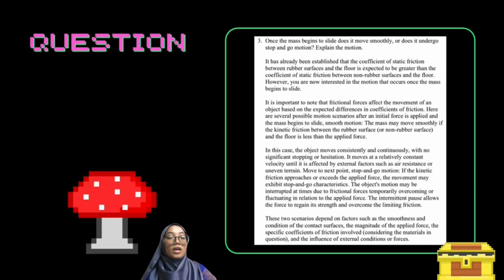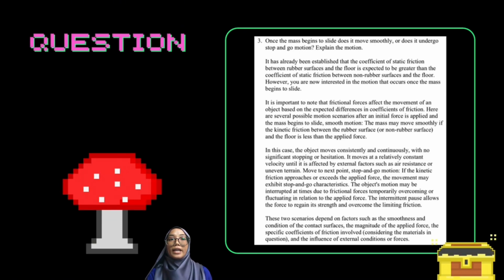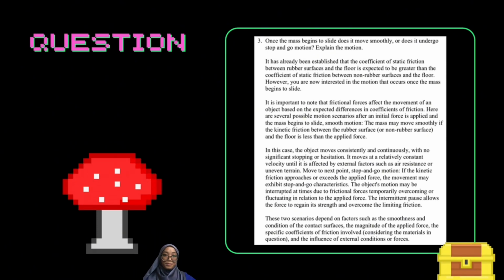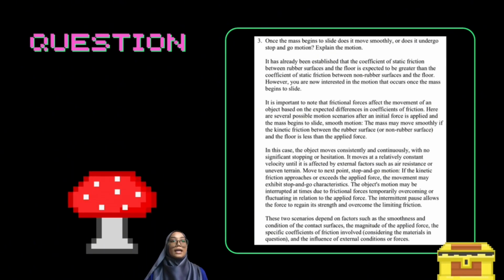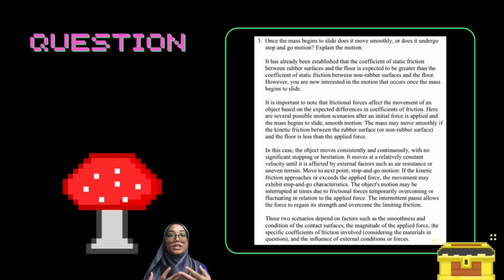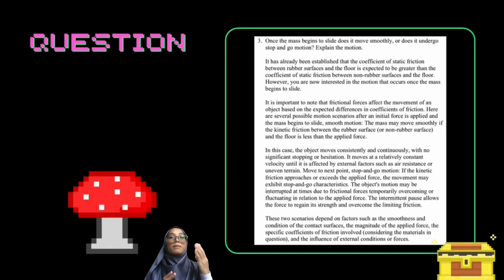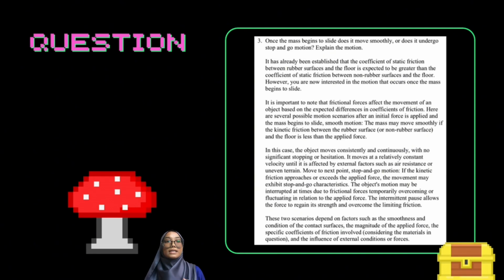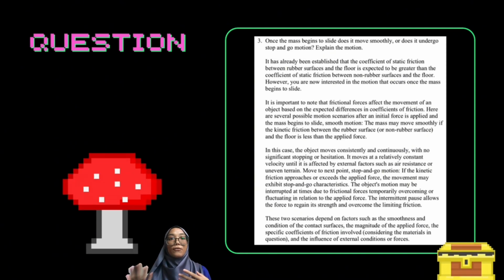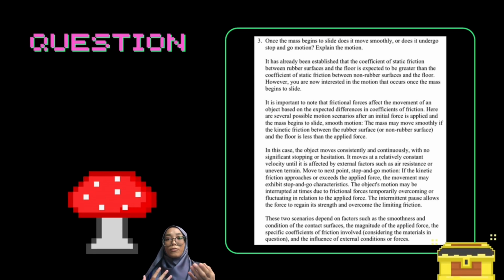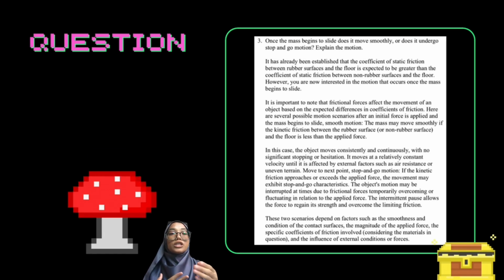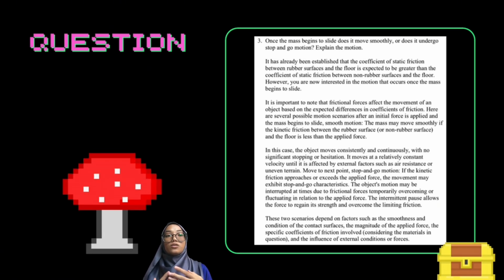Question 3 is, once the mass begins to slide, does it move smoothly or does it undergo stop and go motion? Explain the motion. So, it has already been established that the coefficient of static friction between the rubber surface and the floor is expected to be greater than the coefficient of static friction between the non-rubber surface and the floor. However, you are now interested in the motion that occurs once the mass begins to slide.